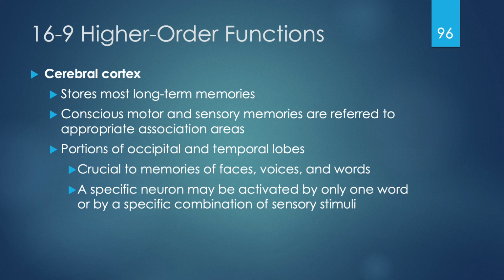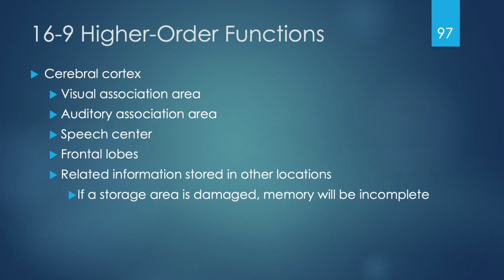Further, a specific neuron in itself may be activated by only hearing one word or even by a specific combination of sensory stimuli. The cerebral cortex, being home to most of our long-term memories, will have all sorts of different association areas that will allow us to store different pieces of information in different places. So for example, our visual association area will allow us to be able to recognize what something might look like, or that the letters of a specific word spell out what something means.